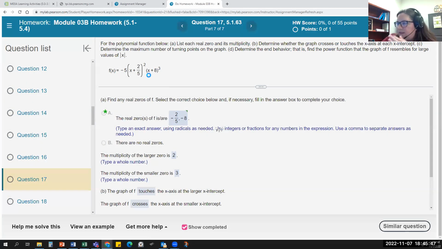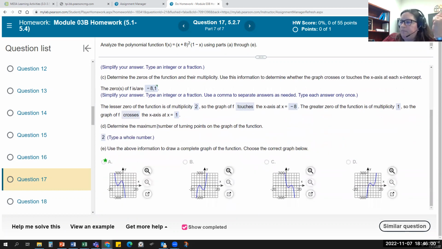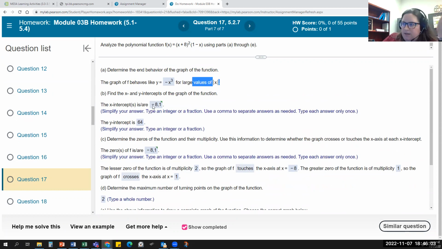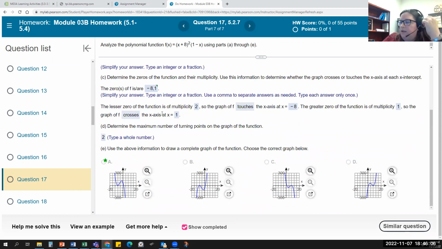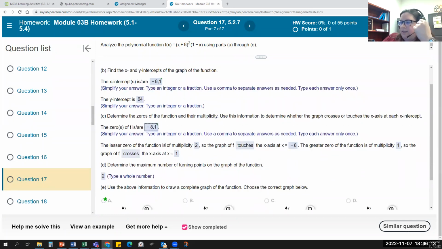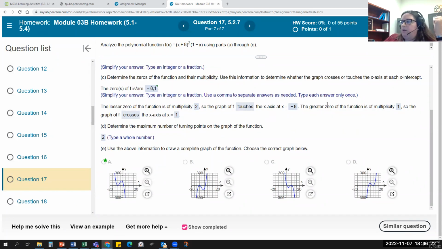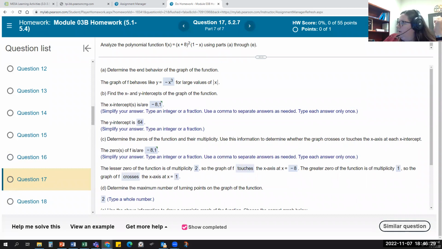And then for the other way that the end behavior gets asked here, it says determine the end behavior. But then what it actually asks is the graph behaves like blank for large values of x. And again, that's where you just put in the leading term. But then you have, again, all these different questions about the intercepts and the multiplicity of the zeros. But again, the x-intercepts and the zeros should be the exact same list. And then answering the question about the multiplicity in order from left to right, so the negative 8 being the lesser zero and the positive 1 being the greater zero there. And then choosing the graph. So that's what you have from section 5.1 and 5.2.